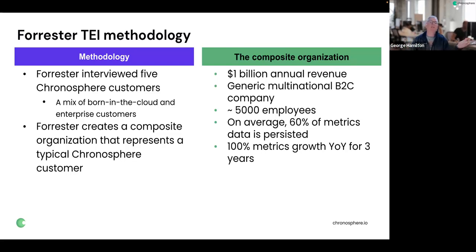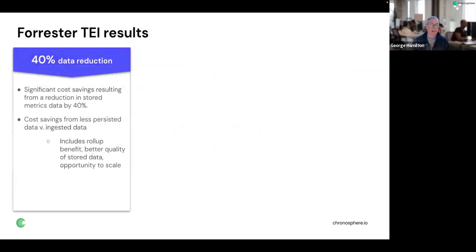And so the composite organization was a generic multinational B2C company with $1 billion in annual revenue and around 5,000 employees. And on average, 60% of their metrics are actually stored, and their metrics growth year over year for over 3 years was about 100%.